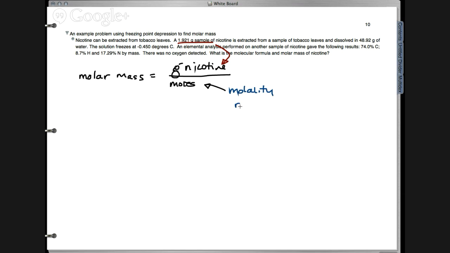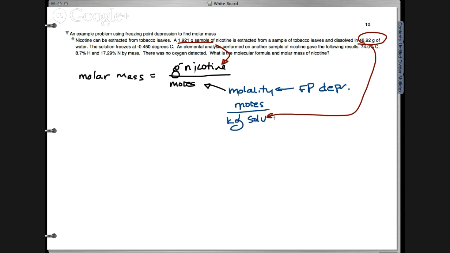If you remember, the molality is moles per kilogram of the solvent, and I can get that from the freezing point depression. The kilograms of solvent is another thing that I'm already given. So here it gives me the mass of the solvent. I can take these given pieces and work myself backwards from the freezing point depression to find the number of moles, and from there I can find the molar mass. So that's piece one. We'll go back and put numbers in, and that will help.